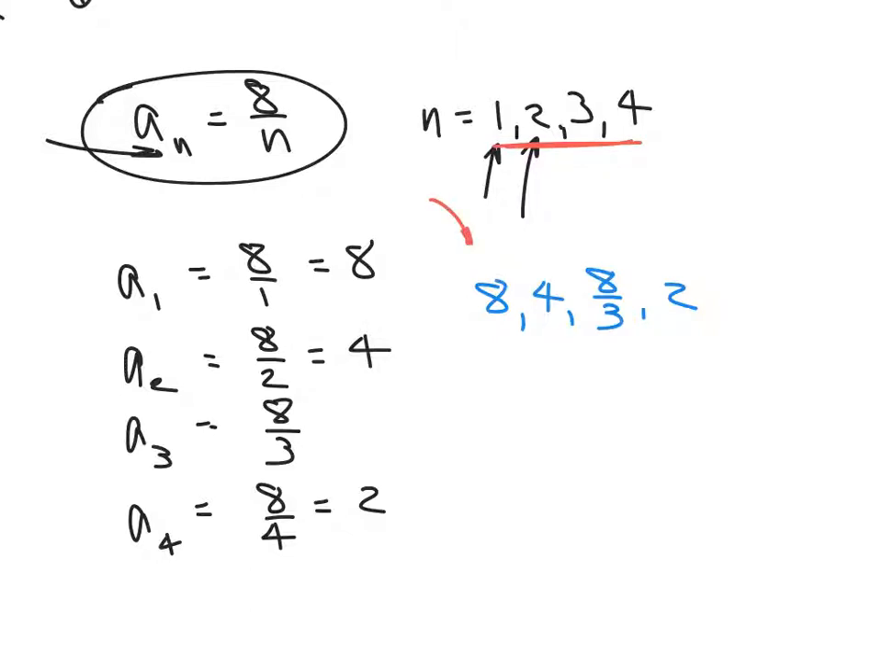The first number is 8, the second number is 4, the third number is 8 thirds, the fourth number is 2. So this is a to the 1, a to the 2, a to the 3, a to the 4, meaning a to the 3 means the third number. That's all that means. Okay, it's huge to remember that. And they do the exact same thing with b, only instead of just a real simple 8 over n, you've got -1, and then you put your numbers in their place.